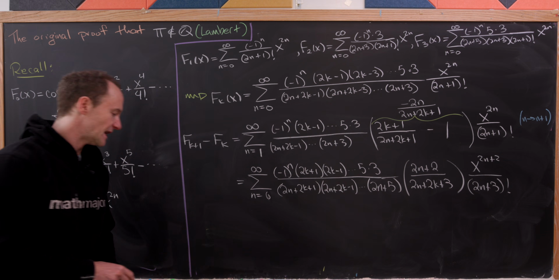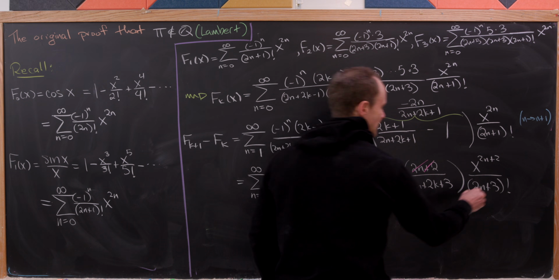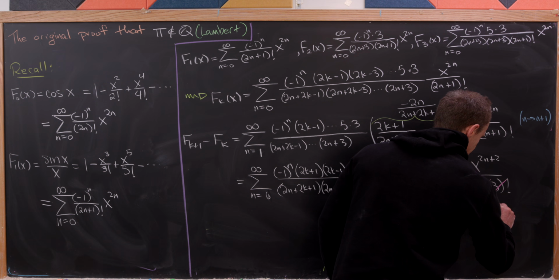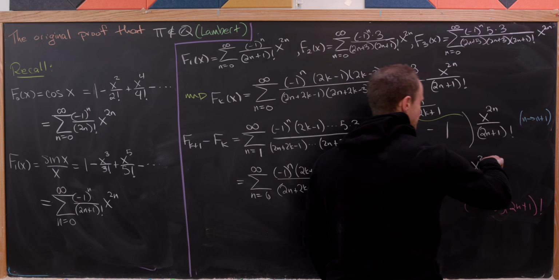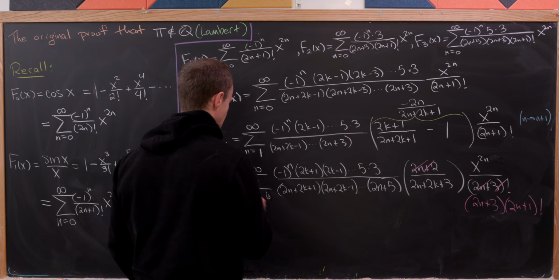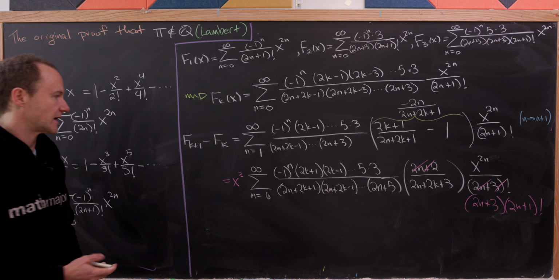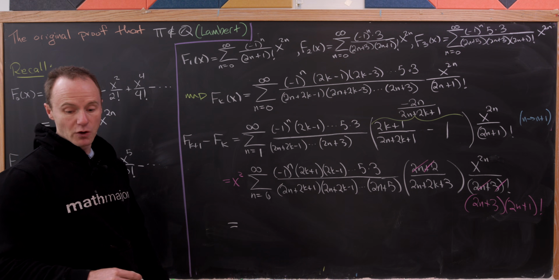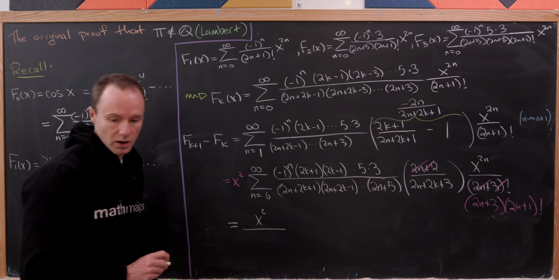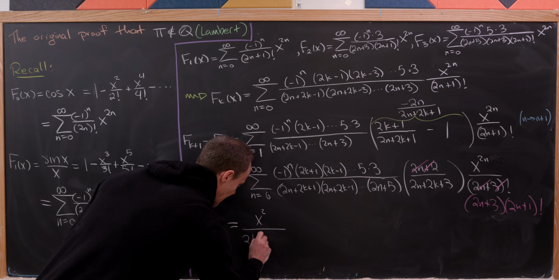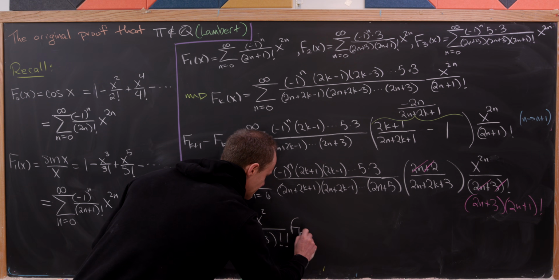Okay, nice. But now we can do the same sort of simplification we did before. We can take this 2n plus 2, cancel this 2n plus 3 factorial down to a 2n plus 3 times a 2n plus 1 factorial. We can take this x to the 2n plus 2 and factor an x squared out of the whole thing. And what we'll see pretty quickly is that this will be equal to x squared all over 2k plus 3 double factorial times f sub k plus 2.